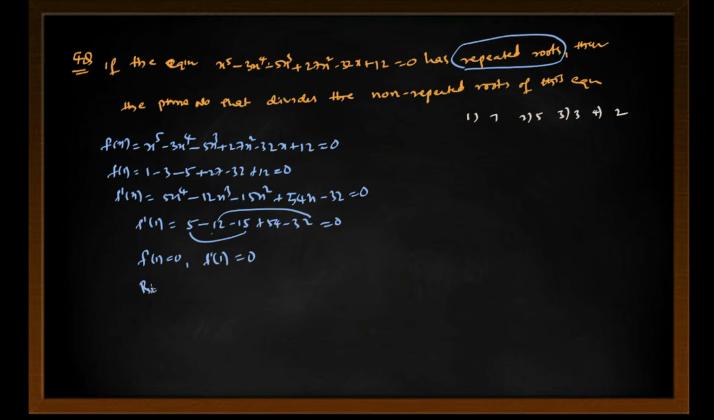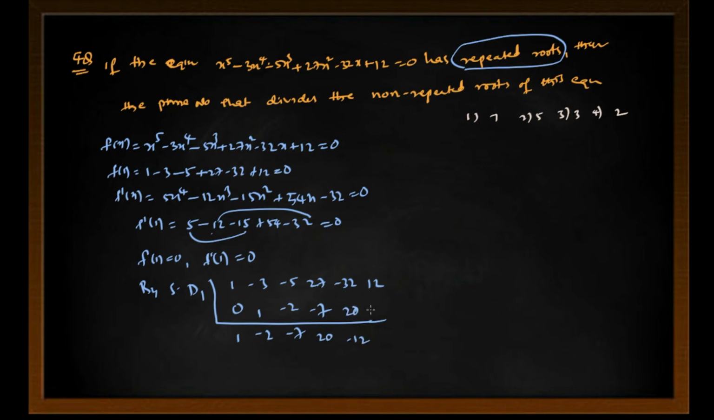By using synthetic division, we can divide the given f of x by 1 two times. So 1, minus 3, minus 5, 27, minus 32 and 12. First time dividing by 1. So 1 plus 0 is 1, 1 ones are 1, minus 2, minus 2 ones are minus 2, minus 7, and 27 minus 7 is 20, 20 ones are 20, minus 12, 12 ones are 12, therefore 0. Divide one more time with 1.